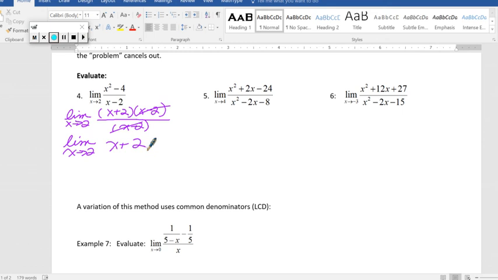At this point, I'm ready to substitute in. We can drop our limit notation. We get 2 plus 2, and we get a total of 4.